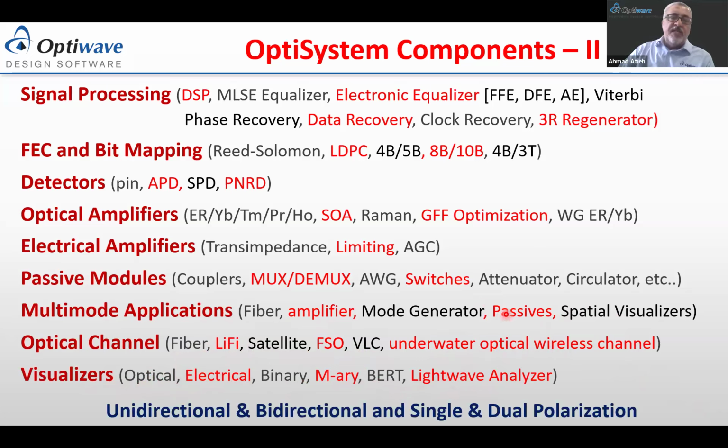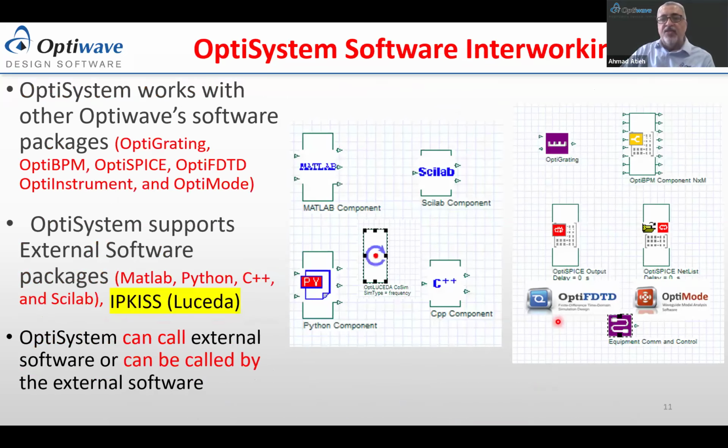These components can work in unidirectional or bidirectional mode, so you can do transmission from east to west or west to east, as well as support single polarization and dual polarization. And this slide shows you the interworking between Optiwave software. So OptiSystem can work with OptiGrating, OptiBPM, OptiSpice, as well as OptiMode and FDTD, and OptiInstrument. So you can generate information or data from this software and launch it into OptiSystem and use it there.